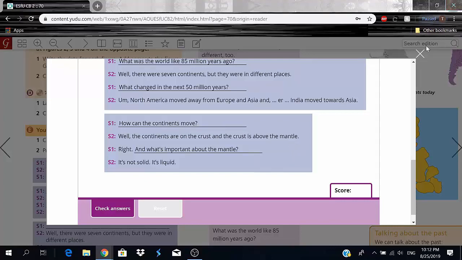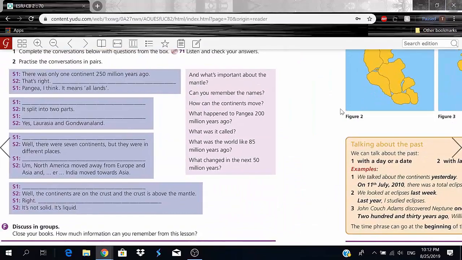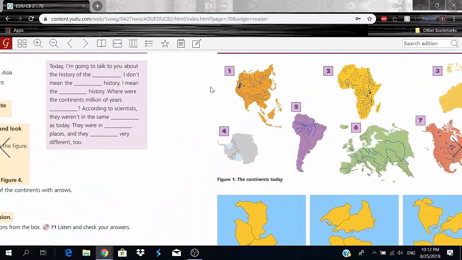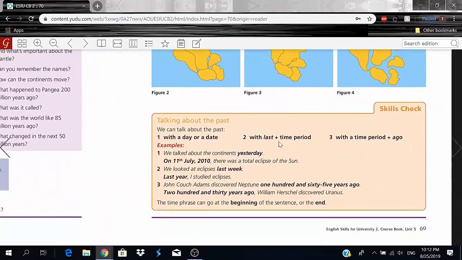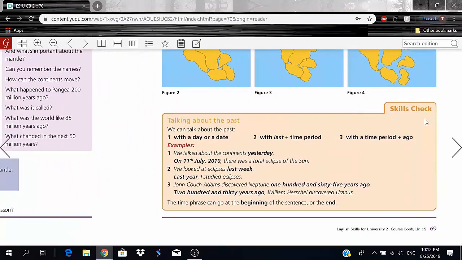Now, let's move on. Okay, what else do we have? Here we have the continents. Oh yeah, so we have the finals, or the final skills check. We have talking about the past, right? Obviously all of what we just talked about was in the past. So how can we talk about the past exactly in English? We can talk about the past 3 different ways: with a day or a date, with last and a time period, or with a time period plus the word ago.